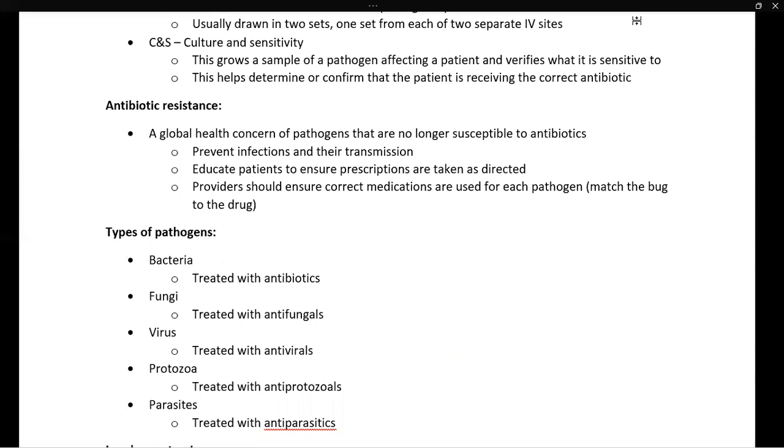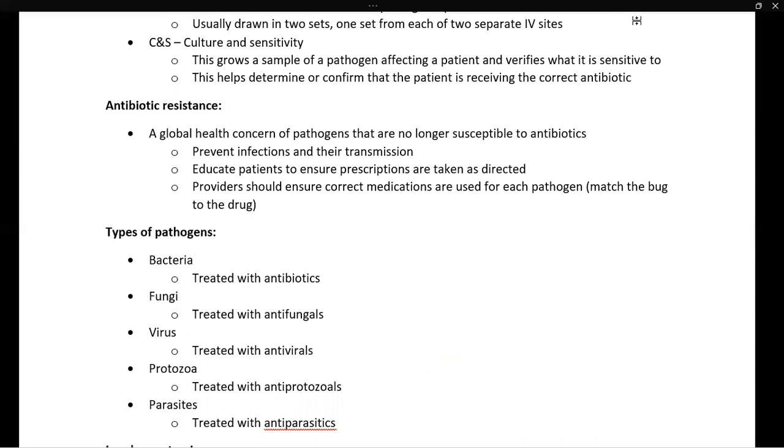First is preventing infections and preventing the transmission of infections. Some common aspects of a nurse's role is to teach good hand hygiene, to teach when a patient needs to isolate, for example, in the first 24 hours of being diagnosed with strep throat, and other such methods of disease prevention and prevention of transmission.